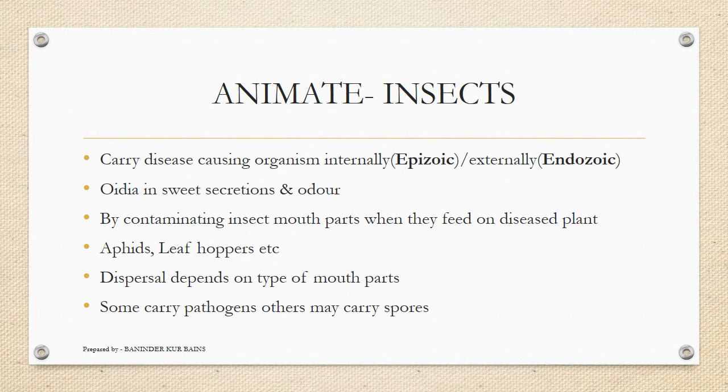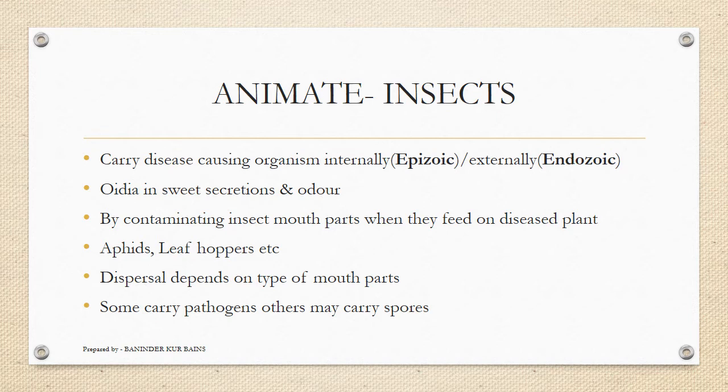So the first category in the animate dispersal is insects, and it is categorized into two types: epizoic and endozoic dispersal. Endozoic is when the insects carry the disease causing organisms internally inside their bodies, and they can also carry the spores in their mouth parts or in their alimentary canals. So these get transmitted to the healthy plants through their waste. And when they carry the disease causing pathogens or spores on their wings, antennae, on their mouth, meaning on their external body parts, then it is termed as epizoic dispersal.